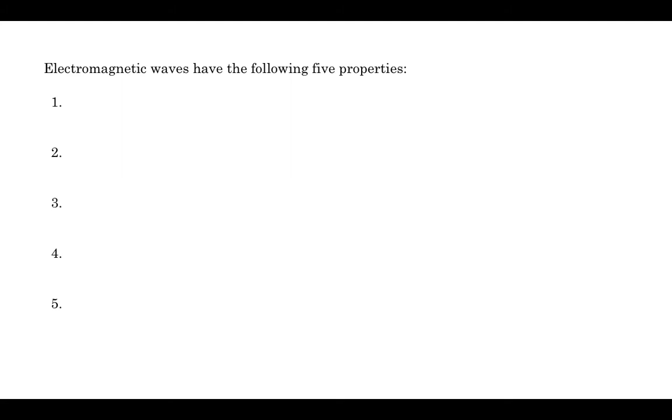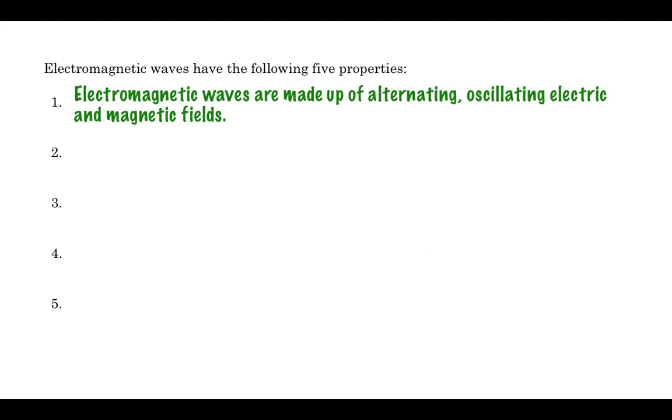and we have 5 properties that they all follow, okay? And these are properties of electromagnetic waves, and this is kind of what informed some of the research on these things. So electromagnetic waves are made up of alternating, oscillating electric and magnetic fields, okay? So they flip from being positive to negative to positive to negative, north to south to north to south. They're oscillating, which means they're harmonic in their terms. They go back and forth, and they're made of electric and magnetic fields.